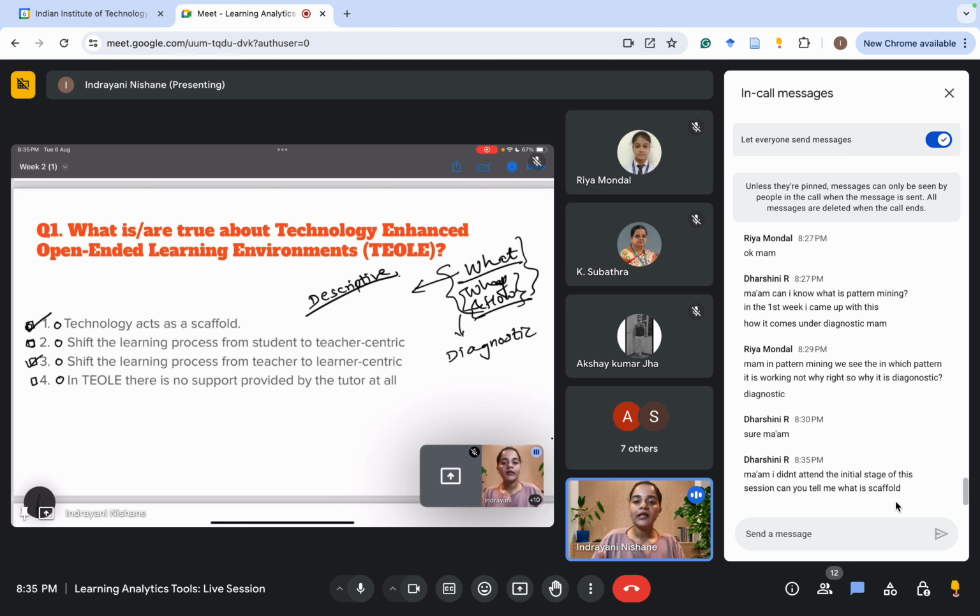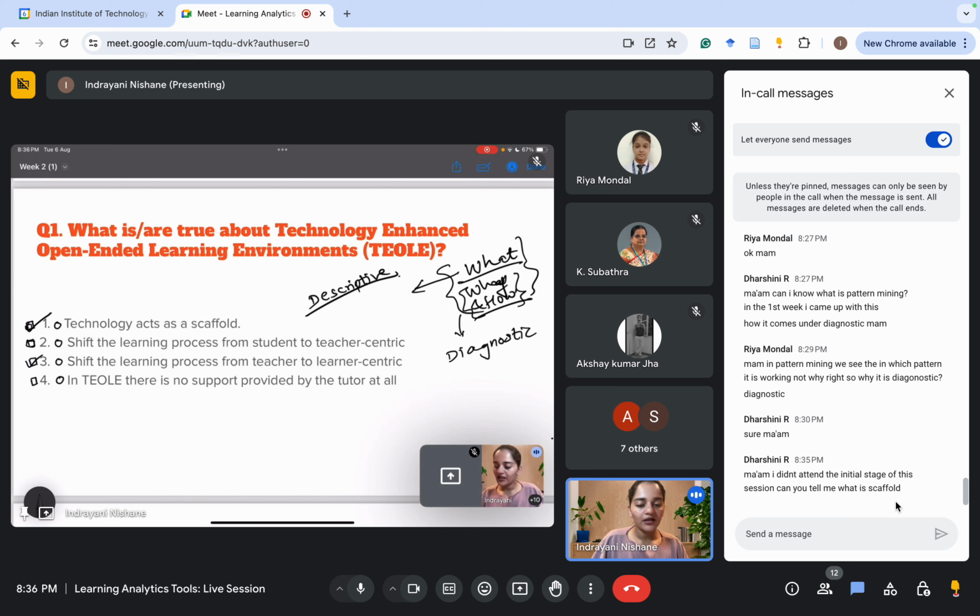In any open-ended learning environment, scaffold is something which helps in getting things done, but it is not the main thing. In any technology enhanced learning environment, the main teaching learning content becomes the hero, but here technology is a way or a medium of getting that across. That's how technology is secondary, hence it is called scaffold. Okay, so that's why this is correct. In teaching learning, the pedagogy is more important.